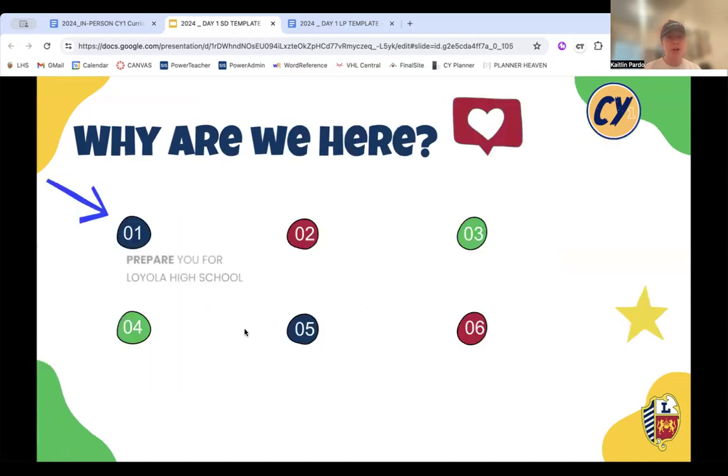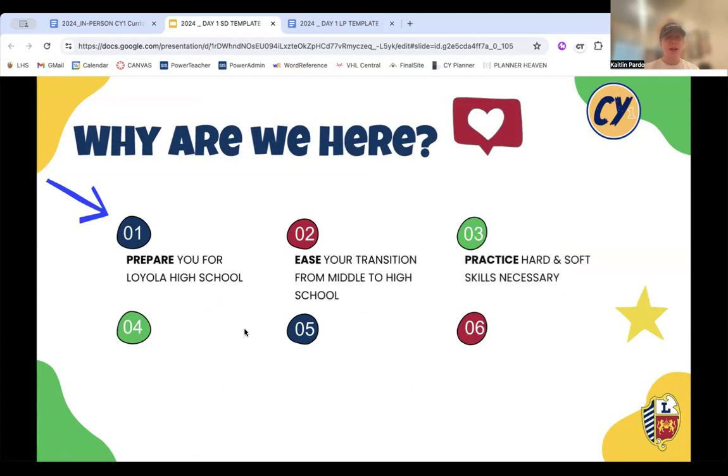Notice that I'm reading and going really quickly through the why. Some of the reasons why you're here: we're preparing you for Loyola High School. We're going to help you ease your transition from middle to high school. Practice some hard and soft skills. Hard being sort of like study skills, taking notes, and soft skills more like self-advocacy. Care for you holistically. We have this thing called Cura Personalis.